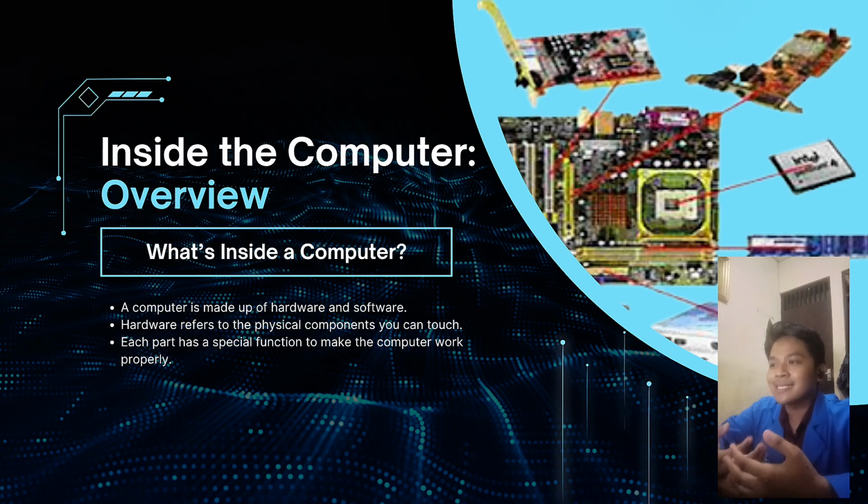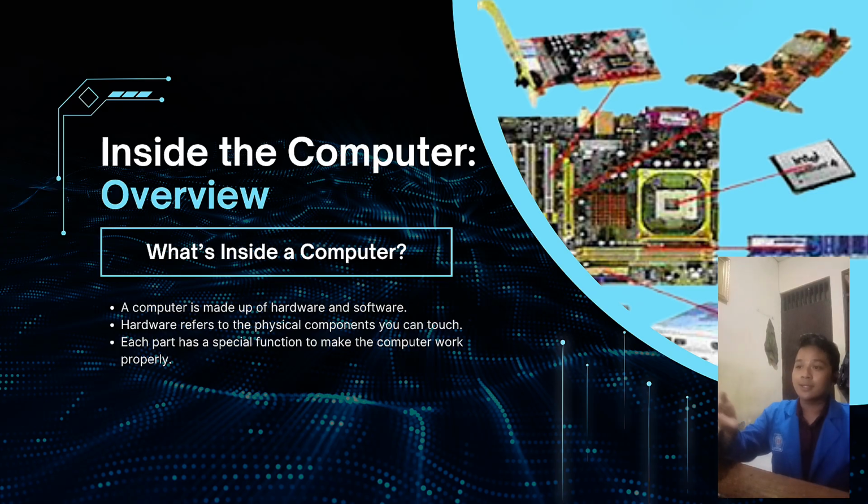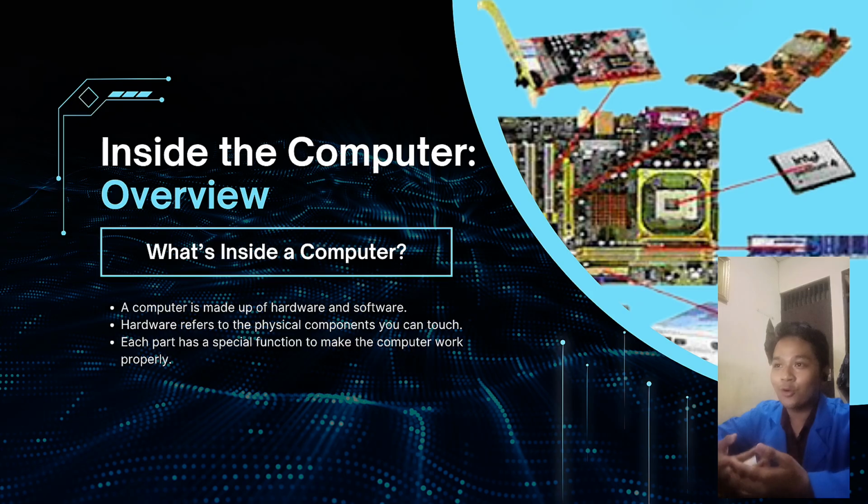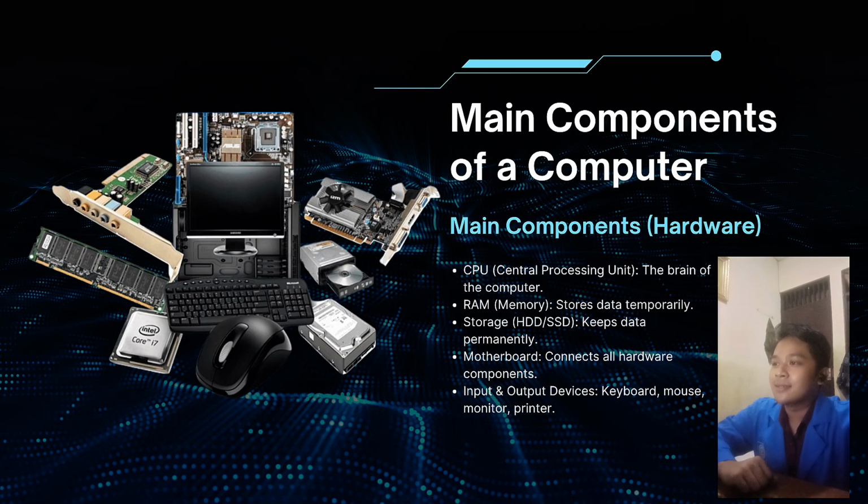A computer is made up of two main parts, hardware and software. Hardware refers to all the physical components you can touch, like the monitor, keyboard, mouse, and CPU. Each part has its own job to make the computer work properly. So, next slide. Main components of a computer.